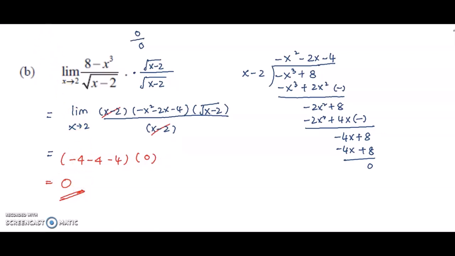And 0 is a defined number, and we should not feel doubt when you get 0, that you are not sure that your answer is correct. Limit doesn't promise to you the value must be non-zero. So limit can be 0. 0 is also a defined number. So the answer is 0.